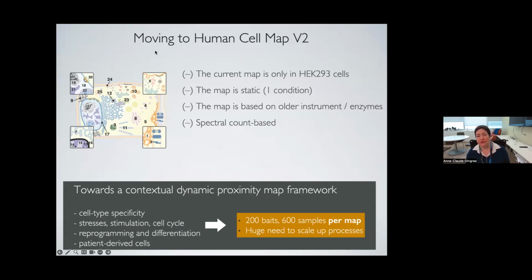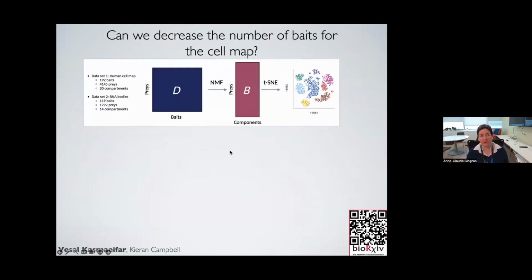But if we were to do something to the scale of the current initial cell map, we would have to have 200 baits, 600 samples per map. So we have a really huge need to scale up this process. And so how can we do that? So first, we can computationally try to estimate how many baits you really need to be able to do this kind of exercise, right?